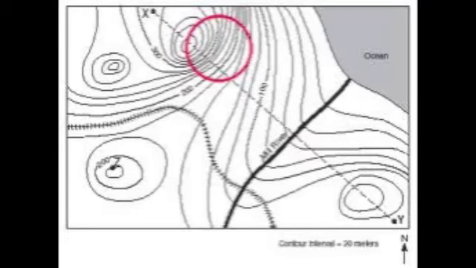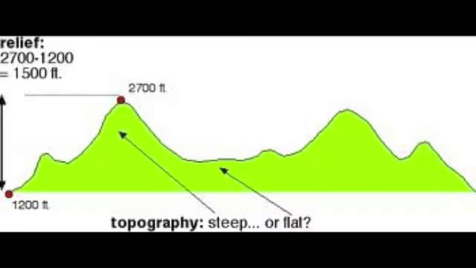Slope tells a hiker the steepness of the terrain. When contour lines are closer together, it indicates a steeper slope. Spaced out contour lines indicate a more gradual slope. Knowing the slope of a trail is important when planning a hike appropriate for your skill level. The final piece of information, relief, is the difference between the area's highest and lowest points. By subtracting the lowest elevation from the highest elevation, you can calculate the relief.